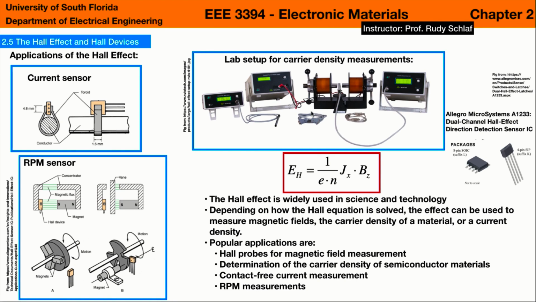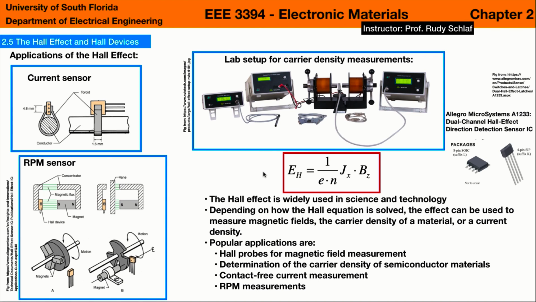Here you see a few applications of the Hall effect. This here is a standard lab setup. These are the Helmholtz coils for making a strong magnetic field. The sample is placed here in between. And then we have a power supply and a multimeter to measure the Hall voltage. And with this we can determine the carrier density, for example.